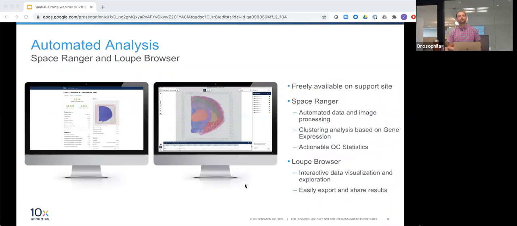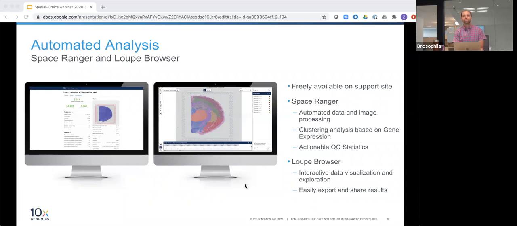So once you have the sequencing data, you want to analyze that, and we've developed the Space Ranger pipeline as well as the Loupe browser to do that. These are programs that are freely available on our support site. Now the Space Ranger allows for automated data and image processing. It does clustering analysis based on gene expression. So it almost treats these spots as if they were cells. You can get these spatially naive t-SNEs. It also generates QC statistics.